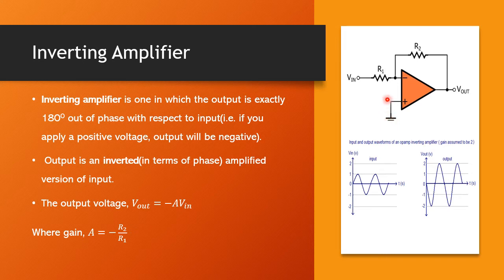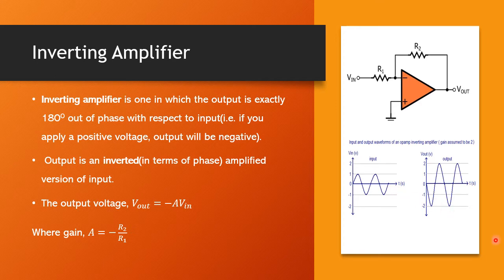Suppose you give a sinusoidal voltage; in the output you will get the inverted sinusoidal voltage with amplification. So an inverting amplifier is one in which the output is exactly 180 degrees out of phase. Here you see we are giving an input voltage of magnitude 1 volt, and in the output you see it is inverted. Here it starts from 0 to 1, but here it starts from 0 and then goes to minus. So that is inverted. Here the magnitude is 1 volt, here it is 2 volts, that is amplification.